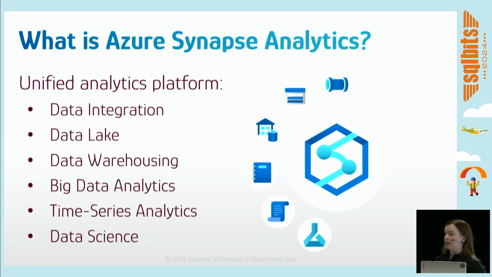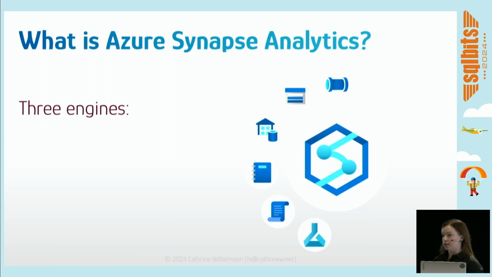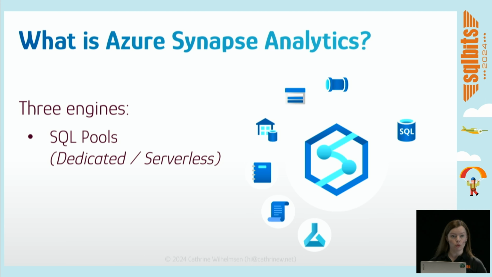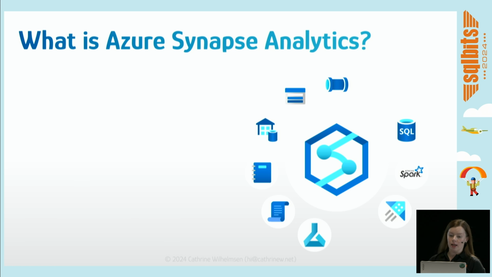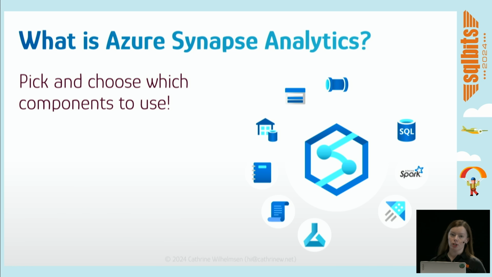And inside of Azure Synapse Analytics, you had the 3 different engines. So the first one was the SQL pools, or dedicated and serverless, 2 flavors of that. You also had the Spark engine, and finally, the Data Explorer engine. And this was the really first iteration of Microsoft's vision of having this unified platform. Now, you can pick and choose which components to use. And this is kind of important when we look at Azure Synapse Analytics because you don't have to use the expensive components if you don't want to.